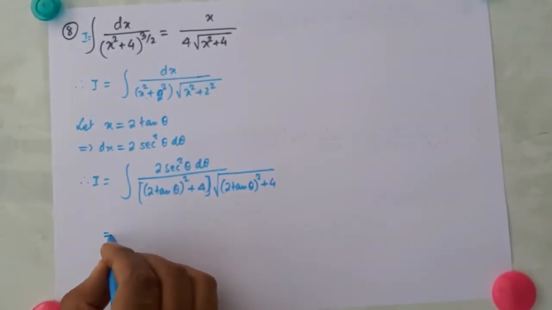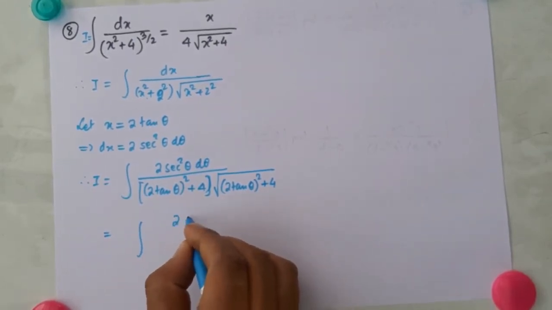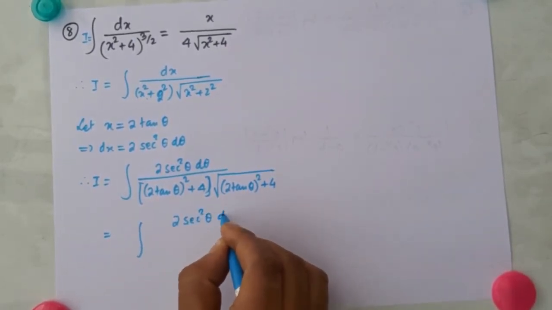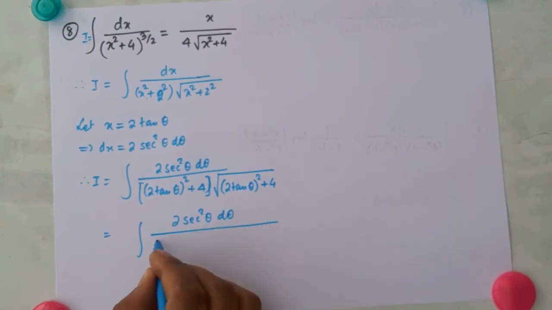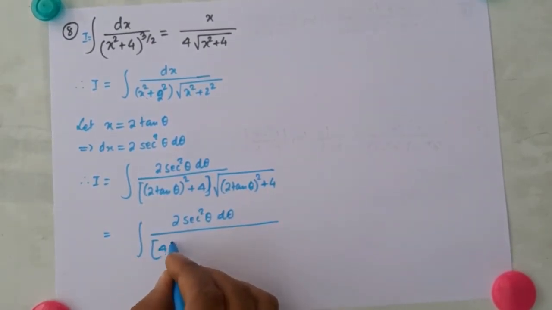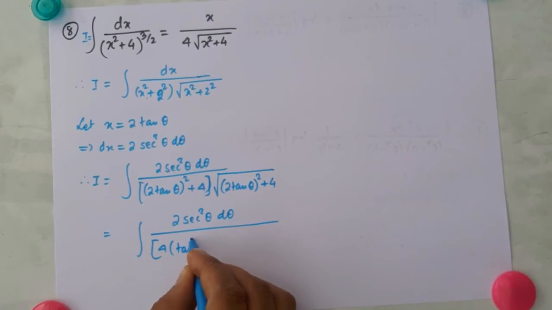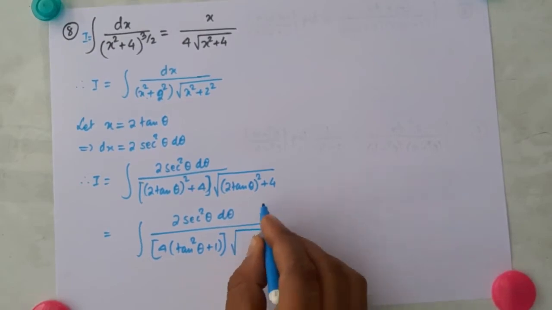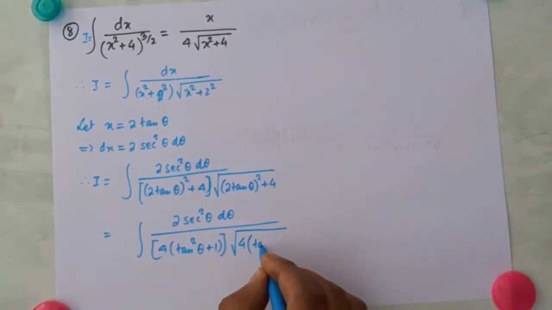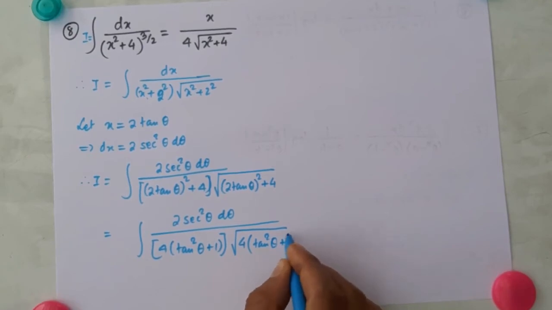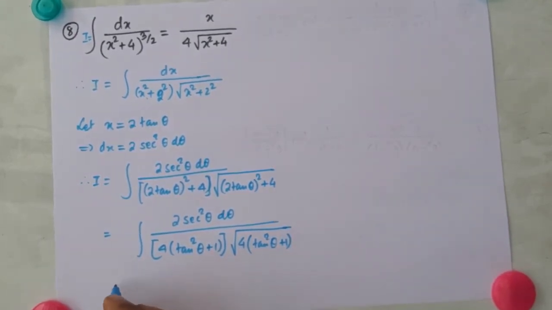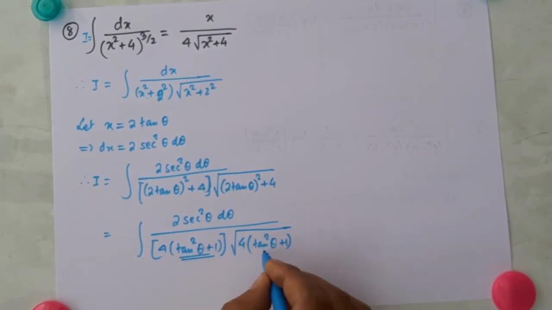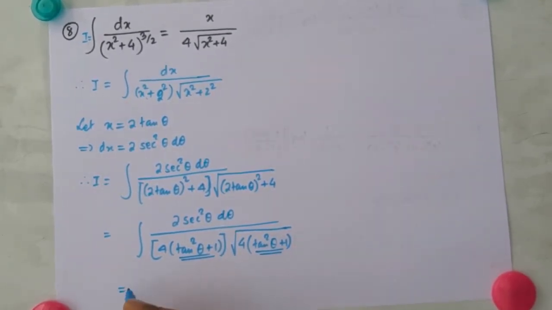Now this can be written as 2 sec square theta d theta. From this, 4 is common, so it can be written as tan square theta plus 1. Similarly, in the denominator, the square root of 4 is common, so tan square theta plus 1. You know that sec square theta is equal to 1 plus tan square theta, isn't it? So 1 plus tan square theta can be written as sec square theta.